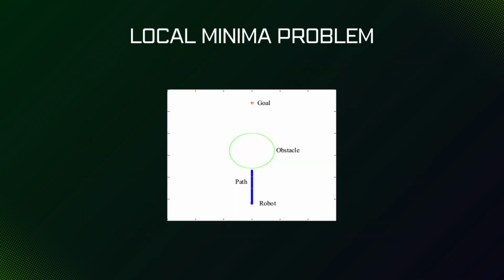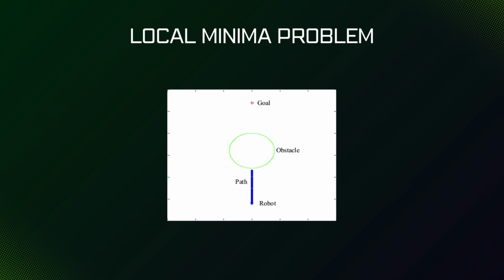The APF algorithm faces a significant challenge, which is the occurrence of local minima. A local minimum occurs when the attractive force towards the goal and the repulsive forces from the surrounding obstacles balance out, resulting in a net force of zero. In this state, the robot has no clear direction to move and becomes stuck, unable to reach its destination.